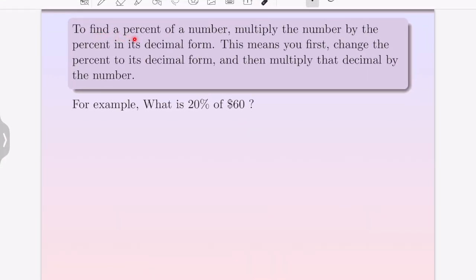To find the percent of a number, multiply the number by the percent in its decimal form. This means that you need to first change the percent into decimal form and then multiply that decimal by the number. So for example, what is 20% of 60? So first we need to change this 20% to decimal form. So first, change 20% to decimal.